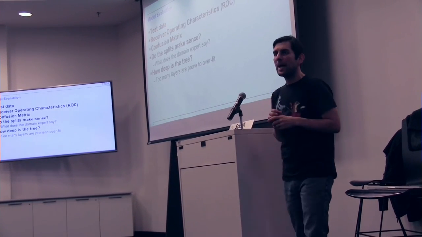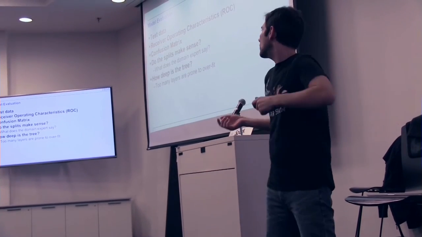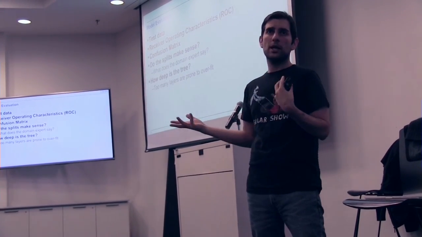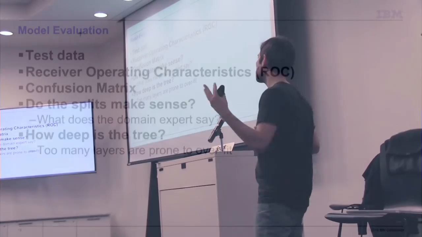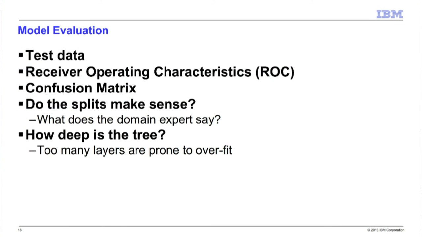Okay, how do we evaluate these models? So we can do test data and then training set, test set. We can look at the ROC curve, so a pretty typical type of classifier evaluation. We can look at a confusion matrix. The most important thing is, does the split make sense? Can you understand it? Can you explain it? Is it intuitive? What do the domain experts say? And then, how deep is the tree also?